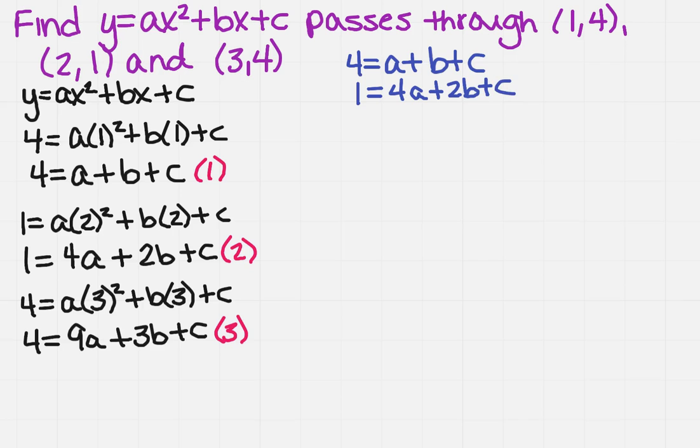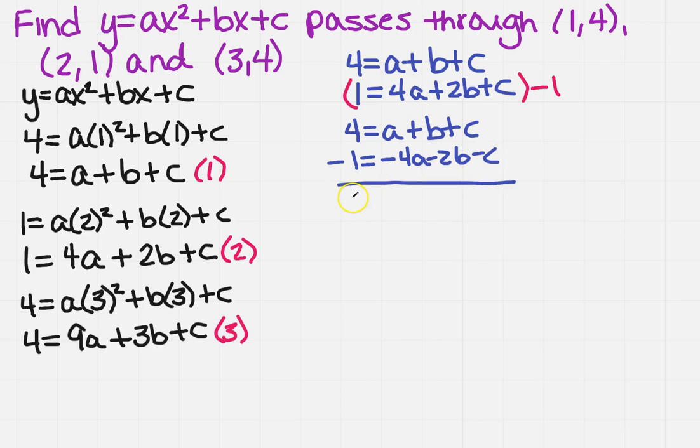So if I want to get rid of the c, I'm going to have to multiply the second one by a negative 1. So I'm going to recopy the first equation there. And now I have the second one, so I have minus 1 equals minus 4a minus 2b minus c. So I'm going to get 3 equals minus 3a minus b. So that's a new equation, so I'm going to call that 4.